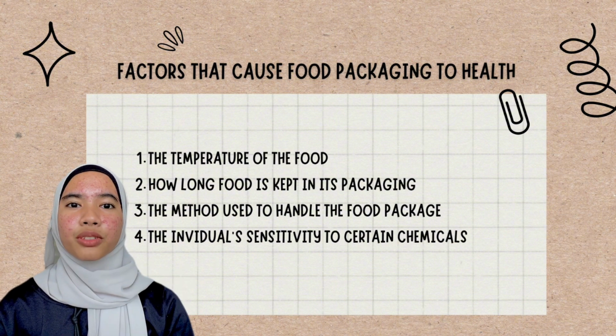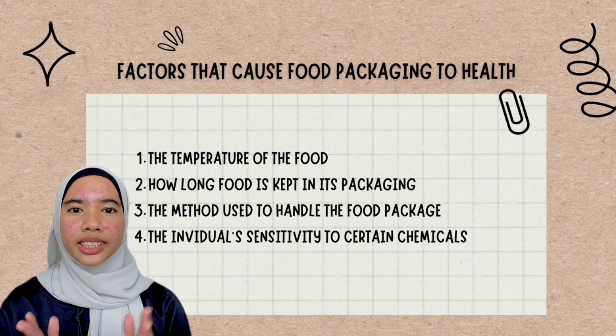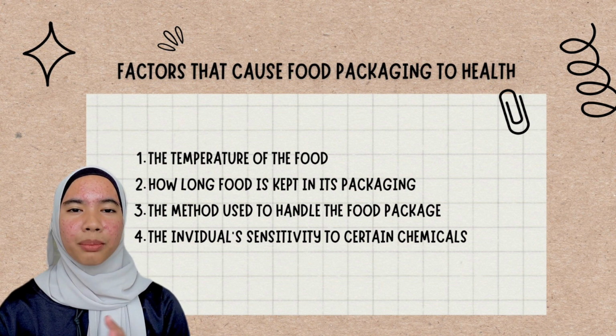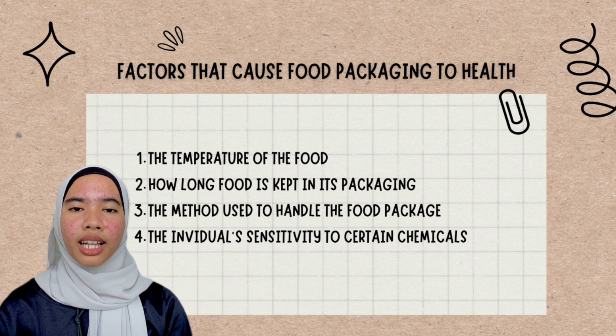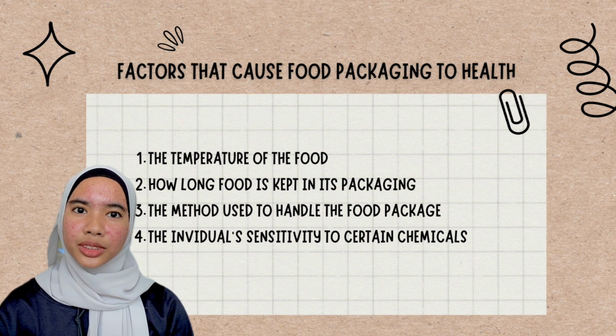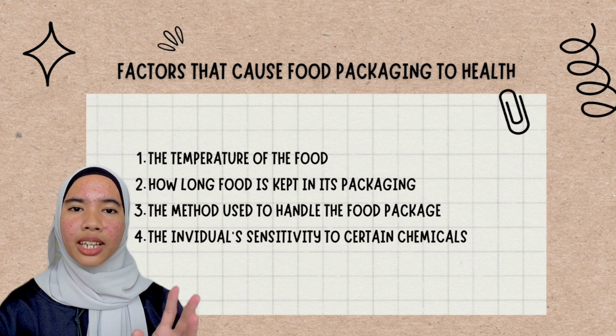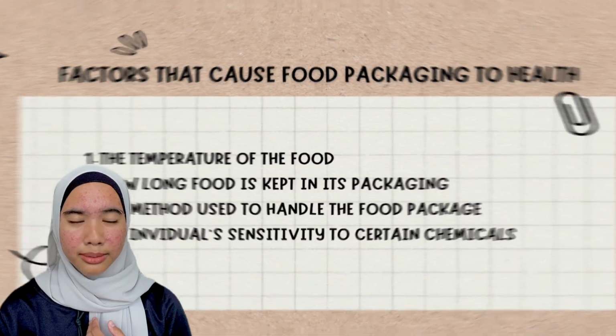Number 3, if food packaging is not handled properly, it can become contaminated with bacteria or other harmful microorganisms. It can lead to foodborne illness, which is a major public health problem. Number 4, some people may be more sensitive to chemicals in packaging than others. This is especially true for pregnant women, children, and people with certain health conditions.